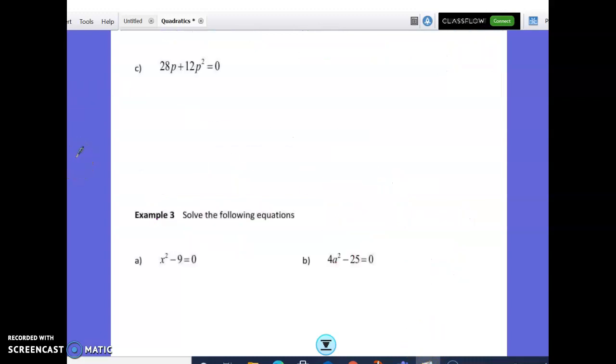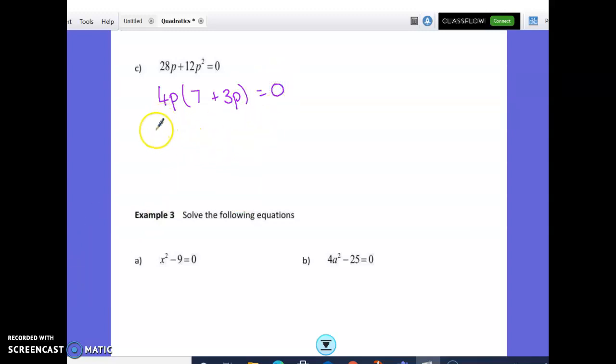Okay. Last example with a common factor then. Here we've got 28p plus 12p squared. Looking at the numbers first, we've got 28 and 12. The biggest number that goes into 28 and 12 is 4. I've got p and a p squared, so I can take out 4p. 4 times 7 is 28, 4 threes are 12, and I've now got that written as something times something equals 0.